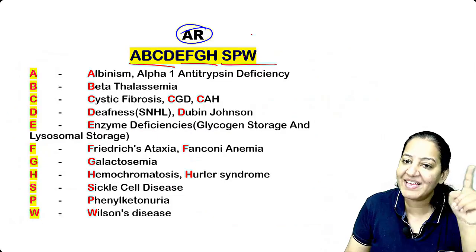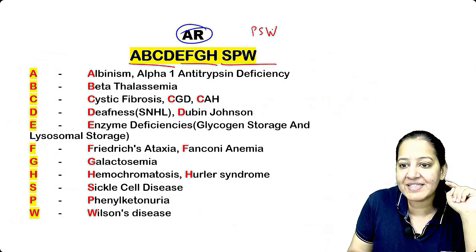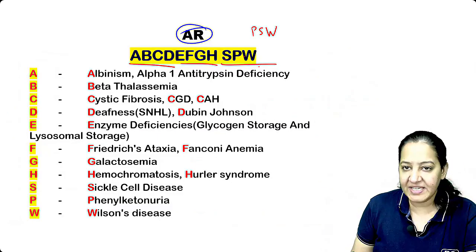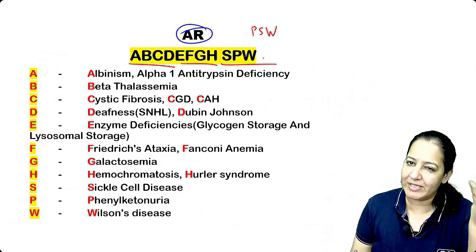SPW and PSW. PSM, you make PSM into PSW. You can learn like that. So ABCD, EFGH, PSW, SPW, whatever.